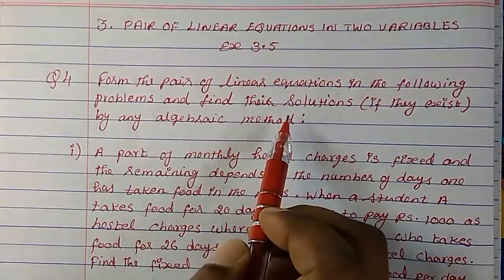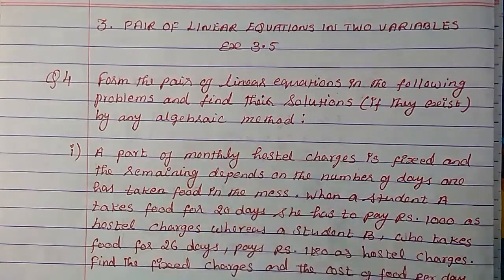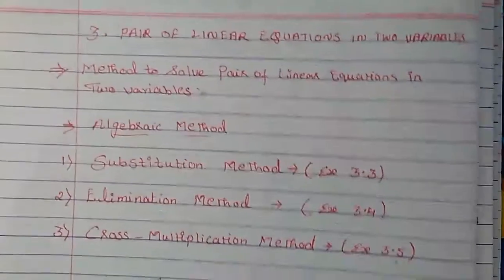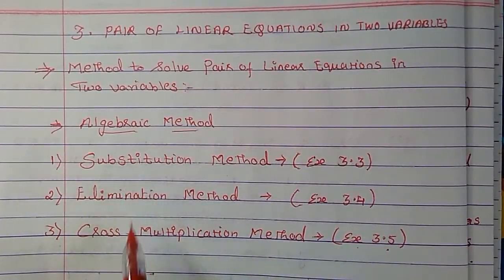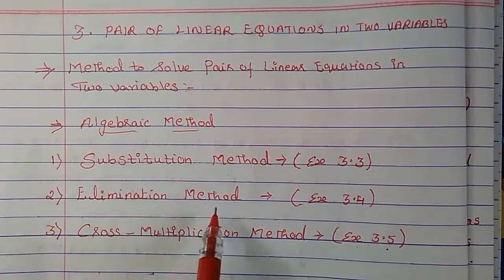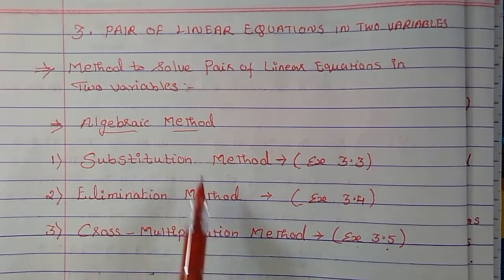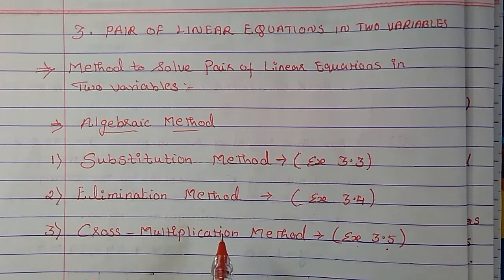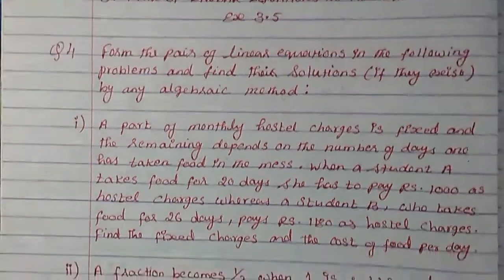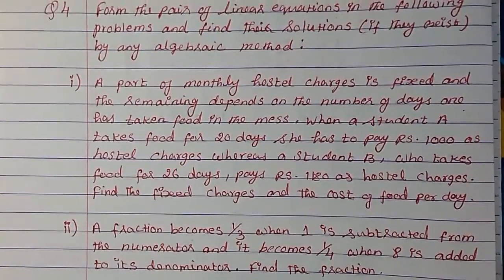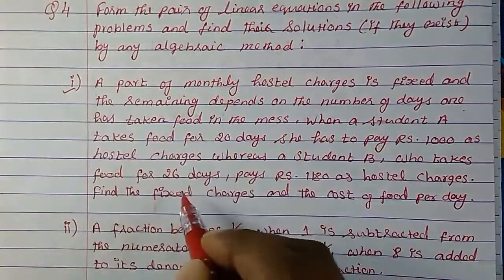And how we will find the solution? By any algebraic method. This also I have explained to you in the introduction part. Algebraic method, I have put a separate video for this. So there are three methods: substitution method, elimination method, and cross multiplication method. Any of these methods you can use to find the solution. Finding the solution means finding the value for x and y. So let's begin now. In this video we'll do the first part of the sum.